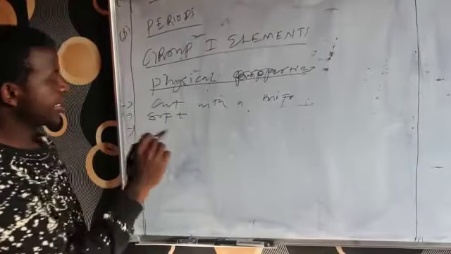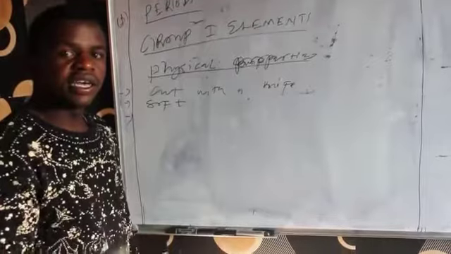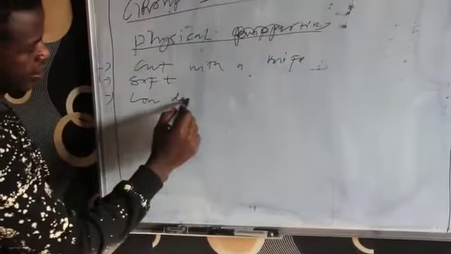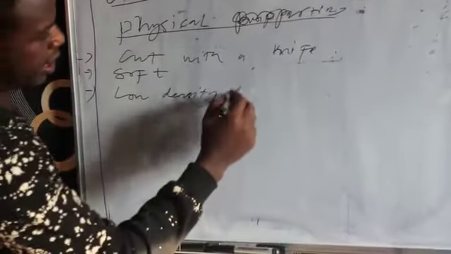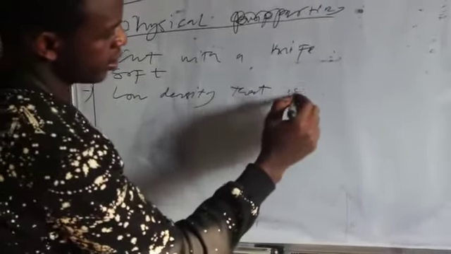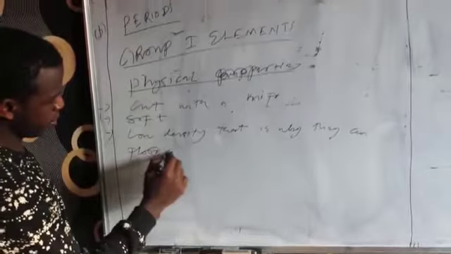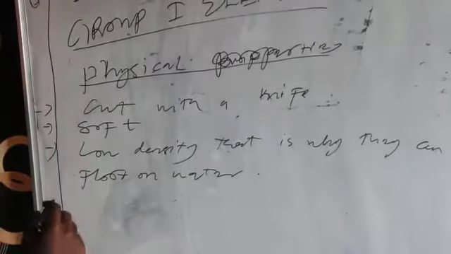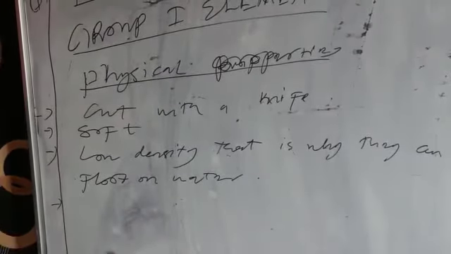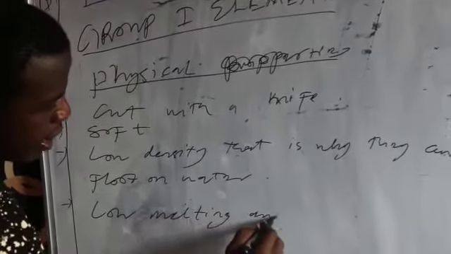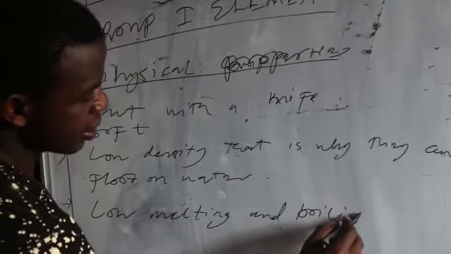The other property is that they have a low density, and that is why they can float on water. Then the other physical property is that they have a low melting and low boiling point.